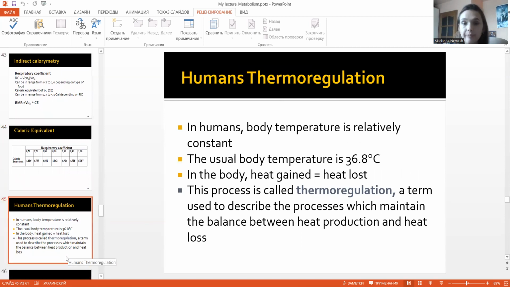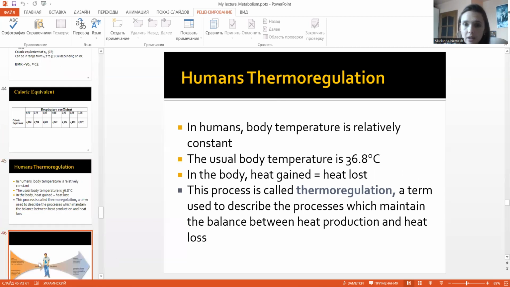Human thermoregulation. In a human's body, temperature is mainly relatively constant. The usual temperature is approximately 36.8. In the body, heat gain should be equal to heat loss. This process is called thermoregulation, used to describe the process which maintains the balance between the production of heat and the releasing of it.